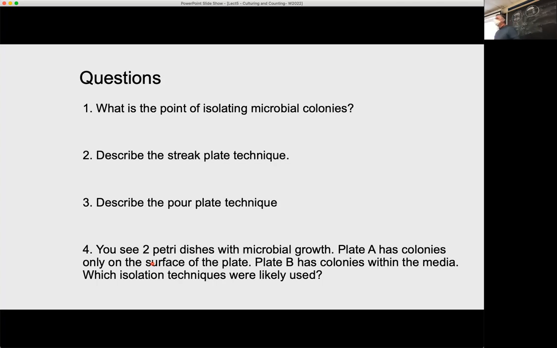Streak plate, go ahead. You sanitize your loop, dip it in your liquid, start with a set of streaks on the top or a section of the plate.